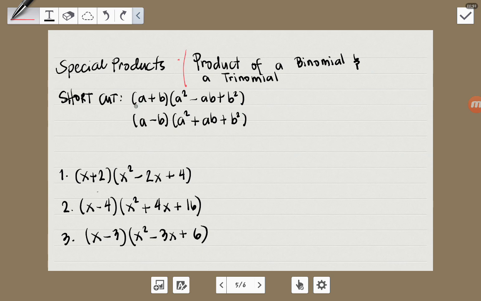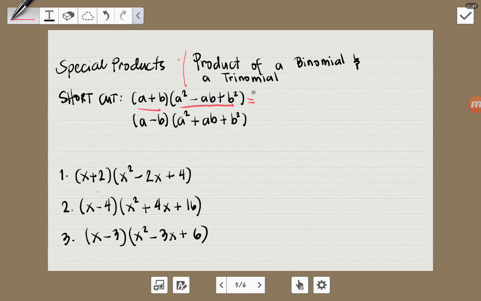So, makikita nyo dun sa unang factor natin, ito, a plus b, plus sign, meron ang nag-separate. And then, yung pangalawang factor natin ay trinomial. At ang nag-separate dun sa tatlong terms ay minus, plus. At anong meron dun sa tatlong terms? Yung first term niya ay square lang nito. Yung pangalawang term, yung middle term ay product nito at nito. And yung pangalawa ay square lang ng pangalawang term dun sa factor. So, ano ang magiging sagot natin dito?